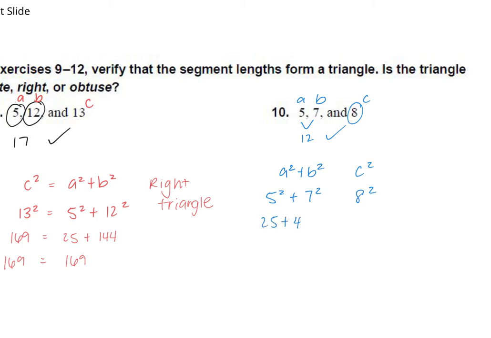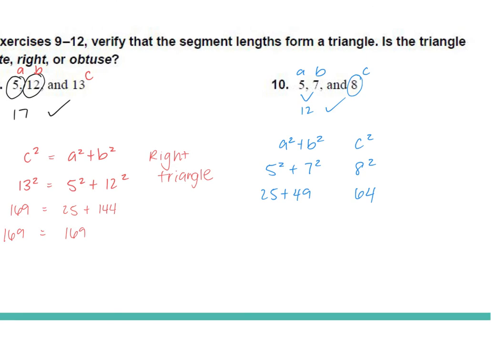25 plus 49 compared to 64. 25 plus 49 is, I think, like 74. Yeah. And then this is 64. So which one's bigger? 74. So we fill in the greater than sign all the way through. What happens if C squared is less than A squared plus B squared? It's acute. Very good. So this is an acute triangle.